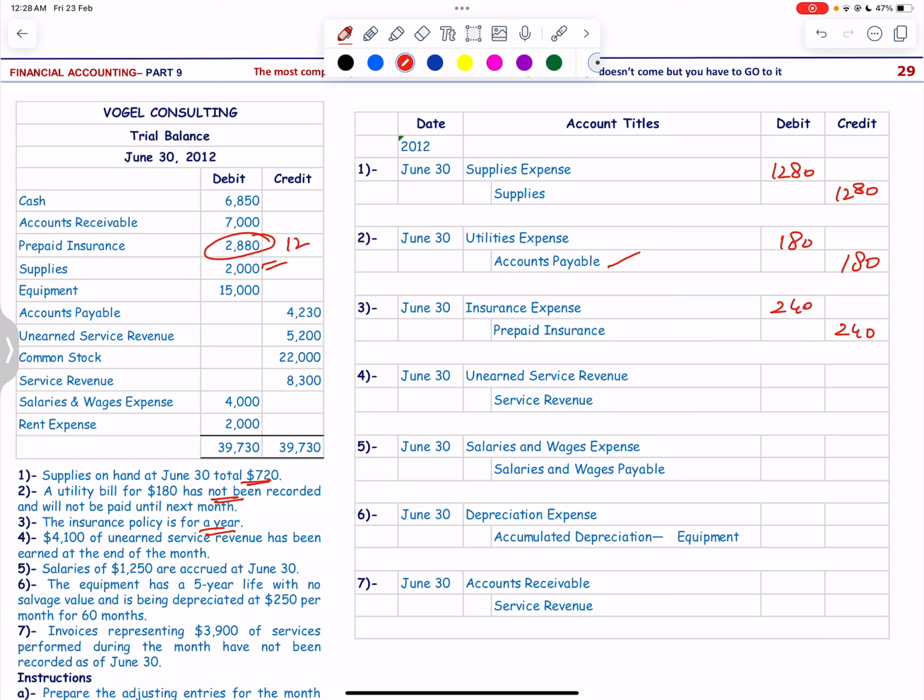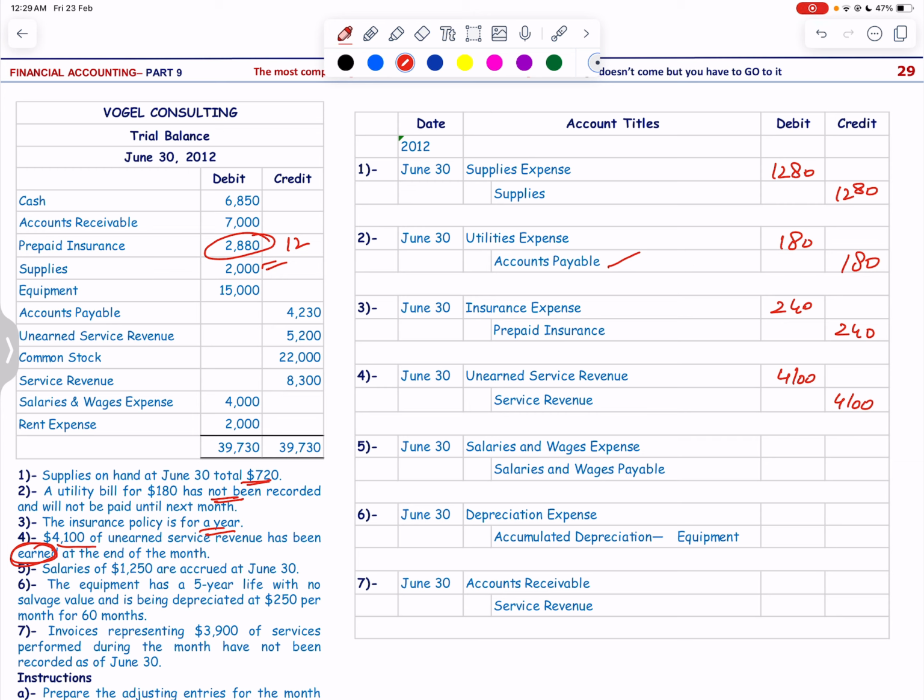Insurance expense debit and prepaid insurance credit. Then we have unearned service, number 4. 4,100 of unearned service revenue has been earned, and if it is earned, so unearned service revenue is debit and service revenue is credit by 4,100.